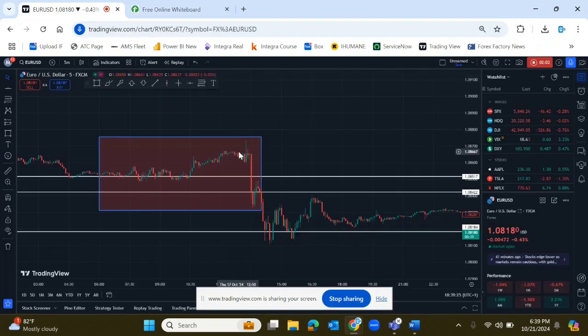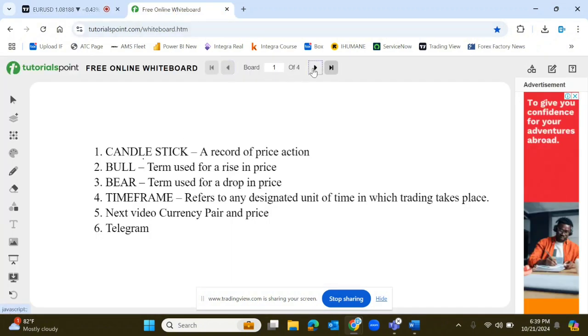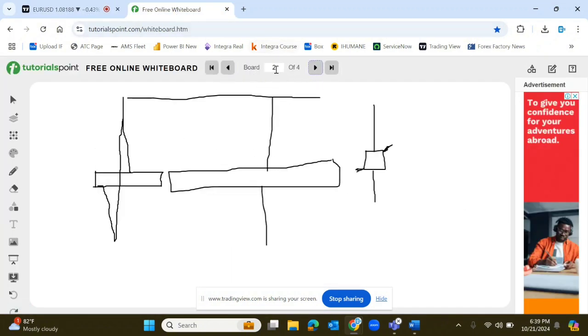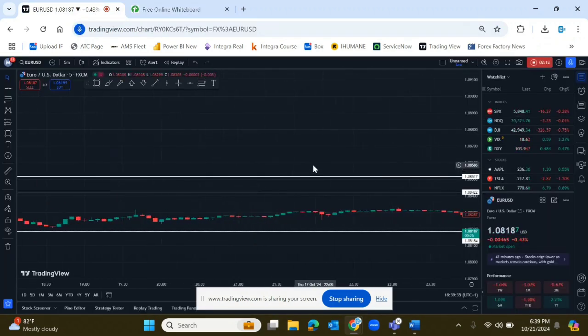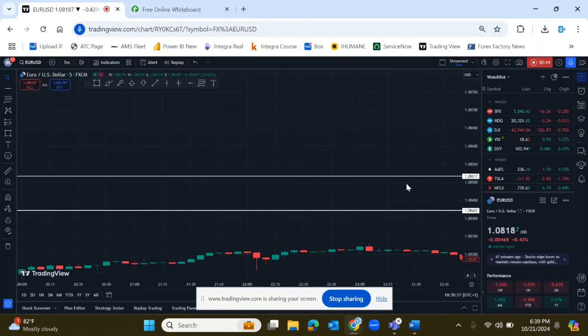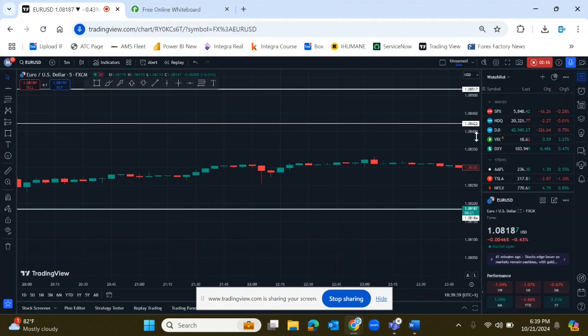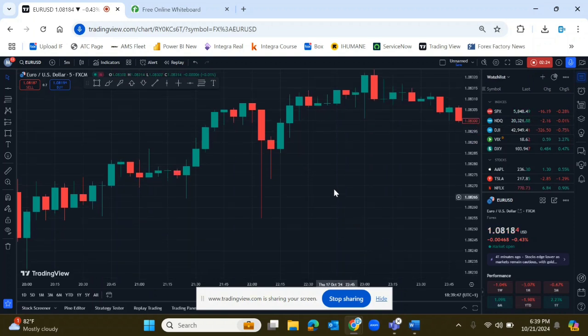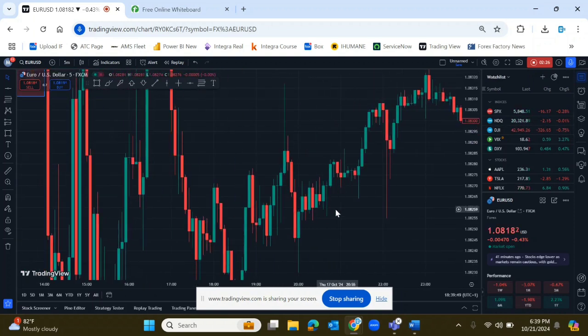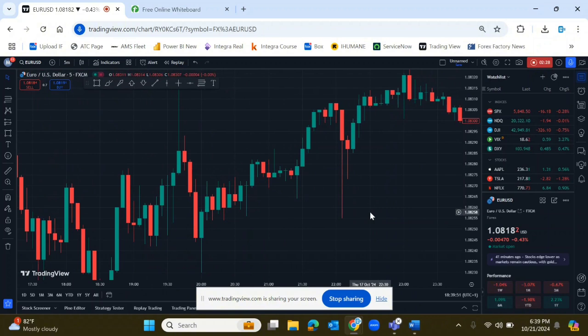So I believe you have understood what a candlestick is all about. All these charts that you're seeing, each one of these things that you are seeing, they are called candlesticks. The bull candle is the one that is green, which is moving up, while the bear candle is the one that is moving down. And I just explained to you how you will be able to understand the opening point and then the closing point of a bull and a bear candle.